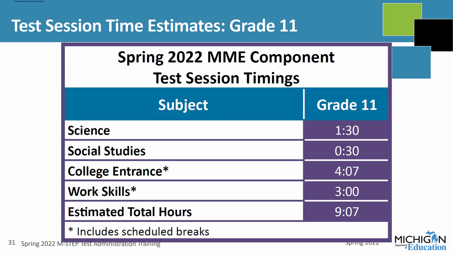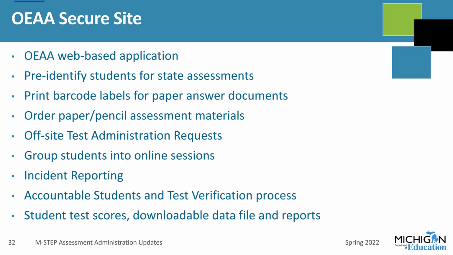Here we have MME test timings, and again, the M-STEP times are just estimates as it is an untimed test. This is not the case for other programs, so make sure you're following procedures for the College Board and ACT WorkKeys tests. But for M-STEP, the science estimate is an hour and a half, and social studies is 30 minutes.